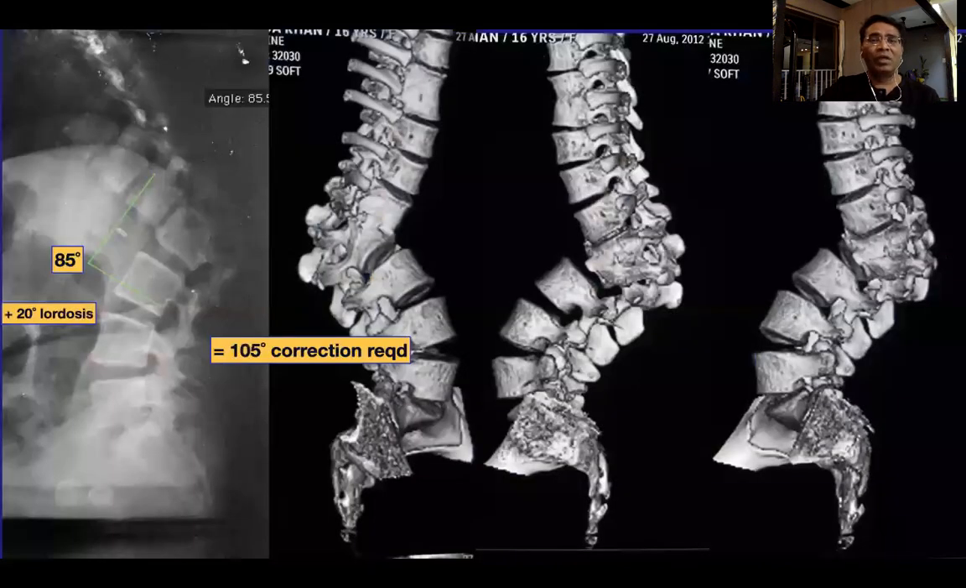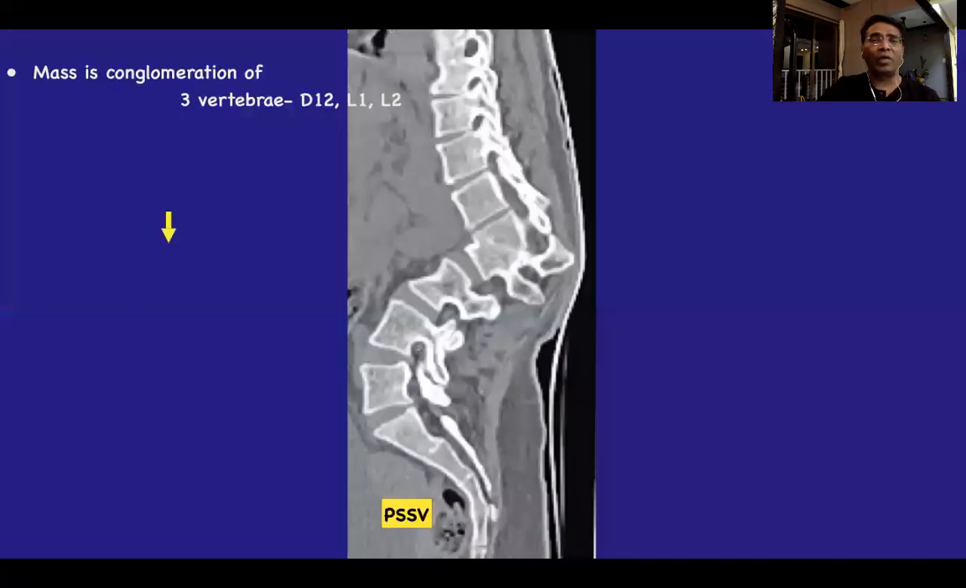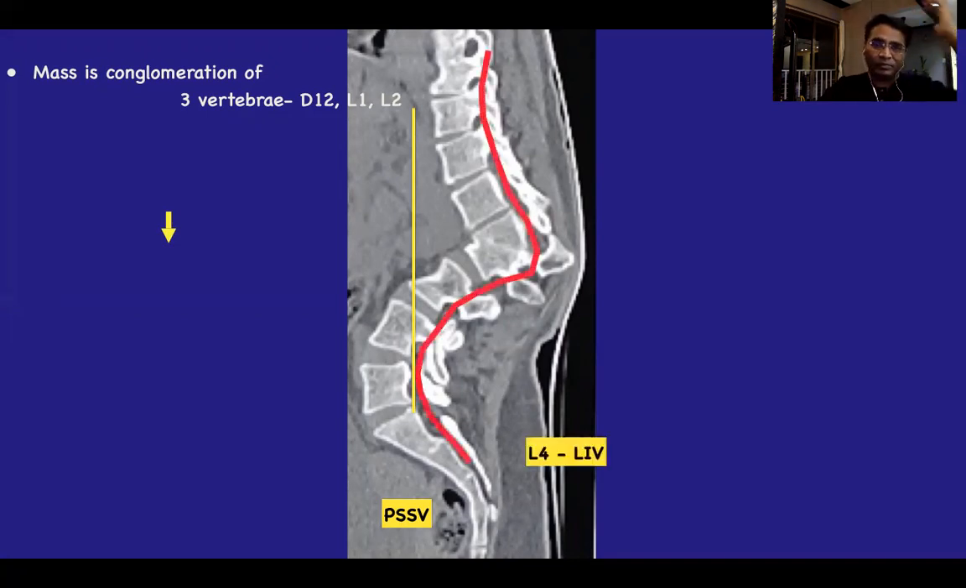Again, this was a conglomerate of 3 vertebrae, D12, L1, L2 with 85 degrees of kyphosis, and if you add 20 degrees of lordosis, that's about 100 to 105 degrees of overall correction required. So now, where do we stop the instrumentation? Like in scoliosis, we have something called the lowest instrumented vertebra. Now, which one is this? Here we have the posterior superior vertical sacral line, or what we call the lowest zone also. The vertebra which is most bisected is the most stable vertebra there. So here the LIV is L4 there.